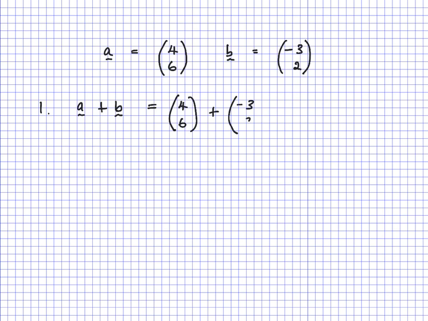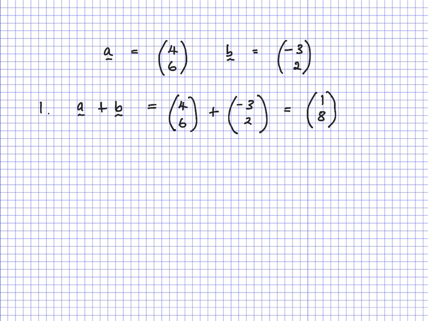So we've got two vectors. A is (4, 6) and B is (-3, 2). And the first thing we're going to do is to add the two vectors together and see how that looks. So that's (4, 6) plus (-3, 2). We add the x components together, so 4 plus -3 is 1, and 6 plus 2 is 8. That's us done the vector addition algebraically.